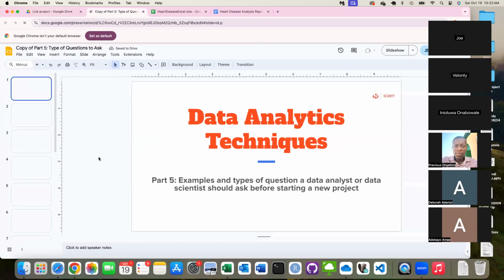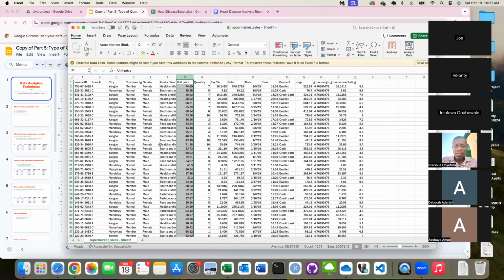So let's just quickly go. Type of questions that you could ask as a data analyst. Let's say you have a data set. This training is not just for you to be able to analyze one type of data. You should be able to transfer this knowledge to any type of data you want to analyze. So you have to have questions in mind before you go ahead to look at, say, an Excel sheet that you have here.